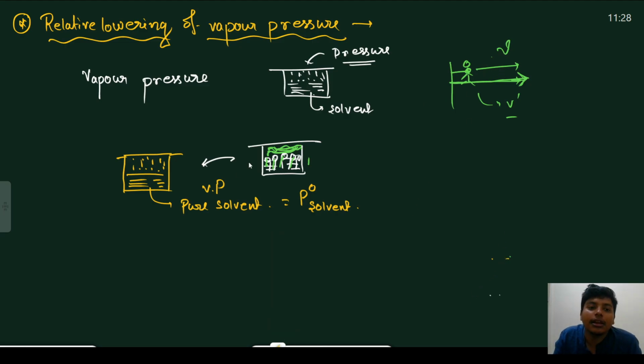V. So similarly, when pure solvent is there, the pure solvent pressure is, let's suppose, P naught solvent, and the solution pressure is P solution. Tell me which one is more? P solution is more or P naught solvent is more? Tell me. P naught solvent is more.